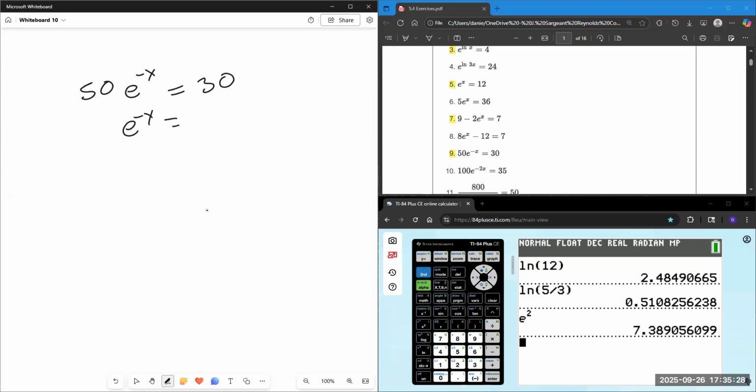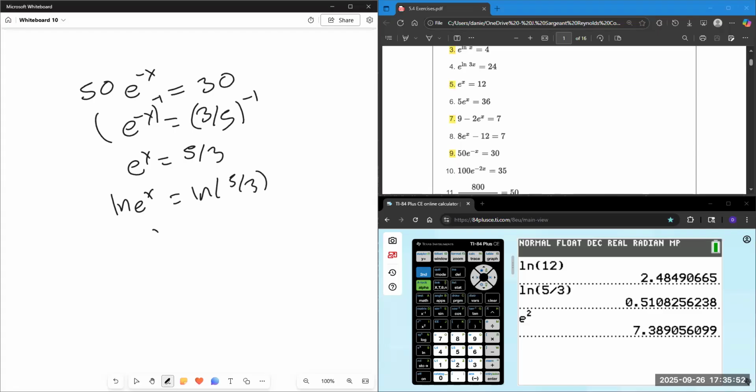e to the negative x is equal to 3/5. e to the x is equal to 5/3 when I take the reciprocal of both sides, raise each side to the negative first power here. When I raise a power to a power, I multiply the exponents. The reciprocal of 3/5 is 5/3. Take the natural log of both sides. And x is equal to ln of 5/3, which is 0.511.